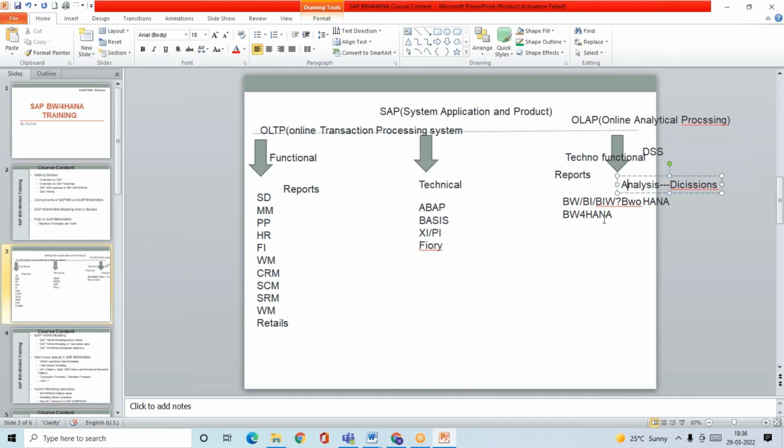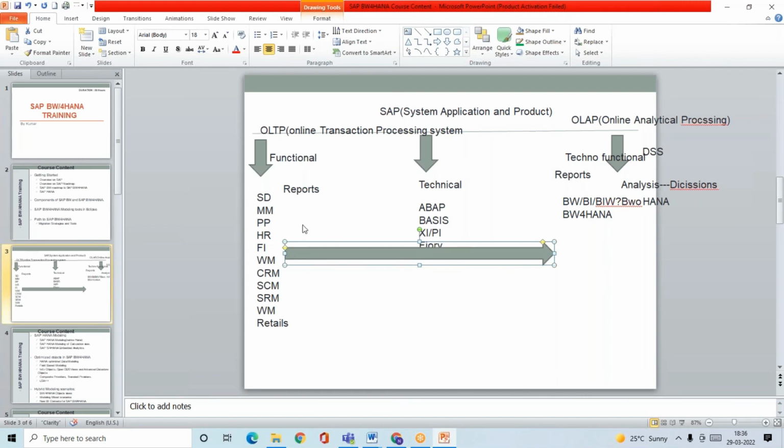What data are we getting into the BW system? We are getting the functional data. That is the reason it is known as functional. And in order to extract the data from your functional system to your BW system, we use the ETL process. What is ETL? Any idea? Extraction, transformation, and loading, sir. Right. Extraction, transformation, and loading.